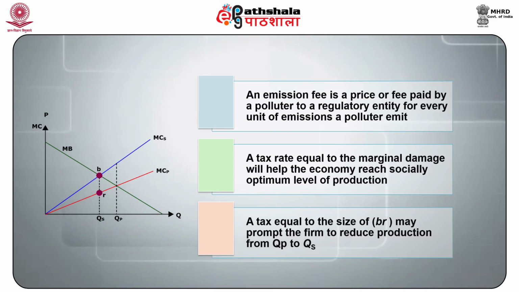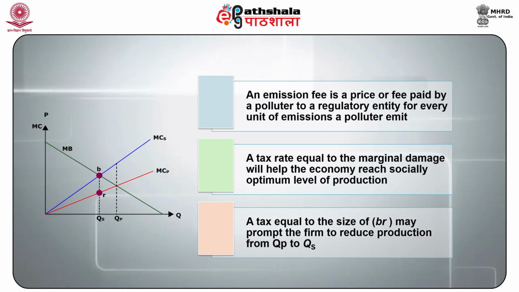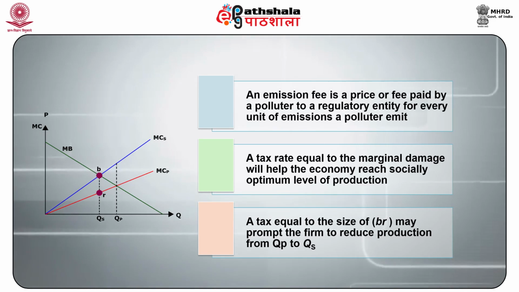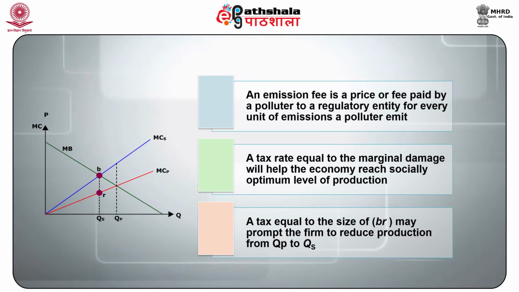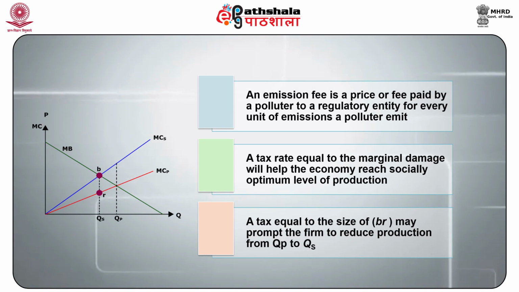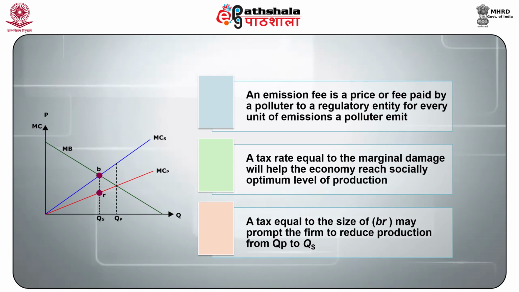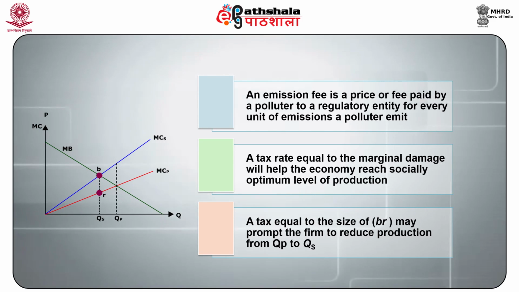Next, we shall understand emission fees. An emission fee is a price or fee paid by a polluter to a regulatory entity for every unit of emission the polluter emits. A tax rate equal to the marginal damage will help the economy to reach the socially optimal level of production. Consider the following figure. A tax equal to the size of BR may prompt the firm to reduce production from QP to QS.